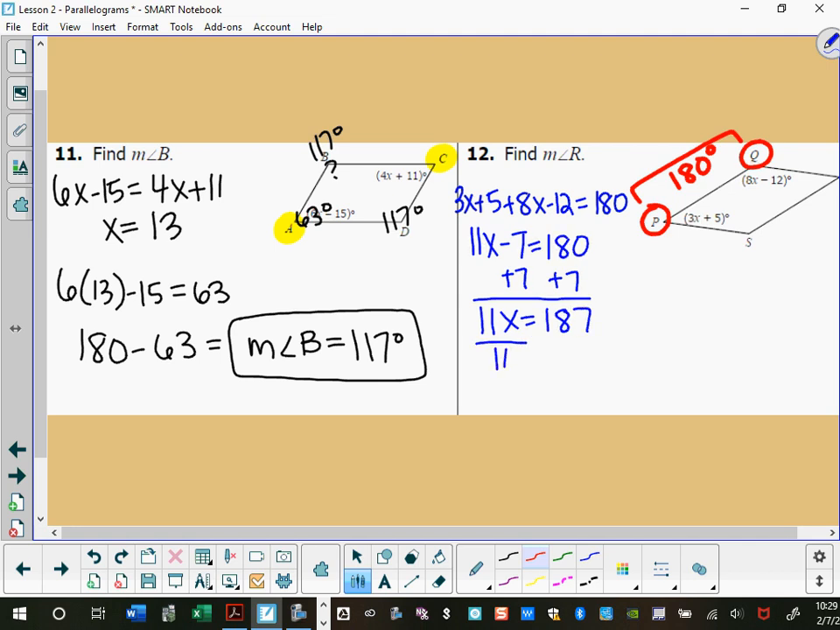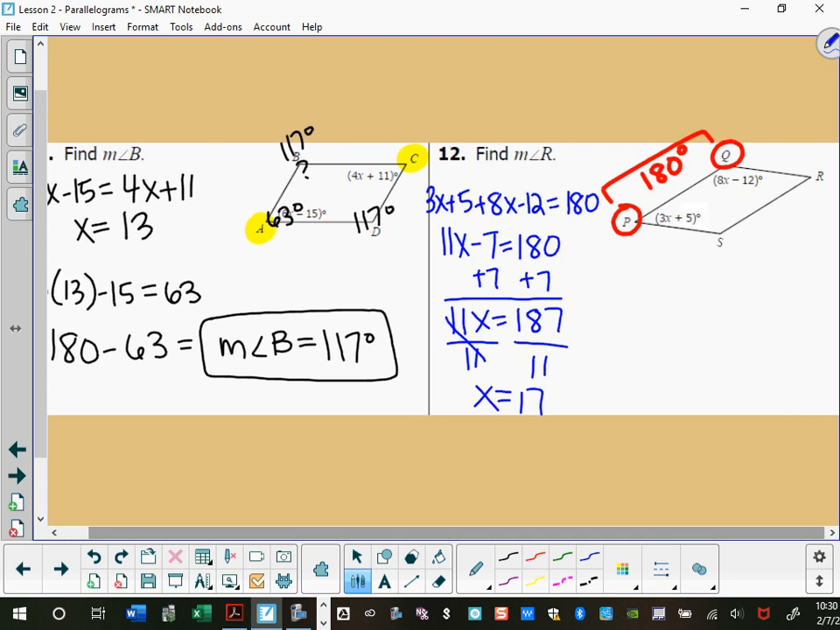What do you guys get for x? You should get x is equal to 17. All right, but they didn't ask me for x, they asked for angle R. And angle R is directly across from angle P. So we know that those two have to be congruent. So let's plug in 17 to angle P so I can get angle R.